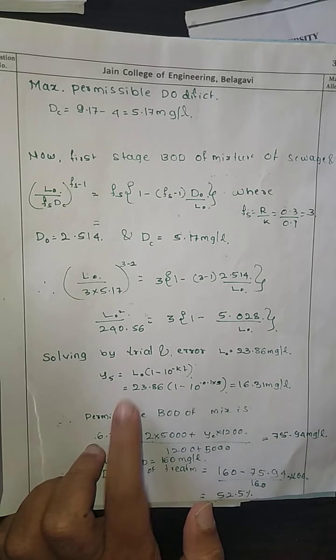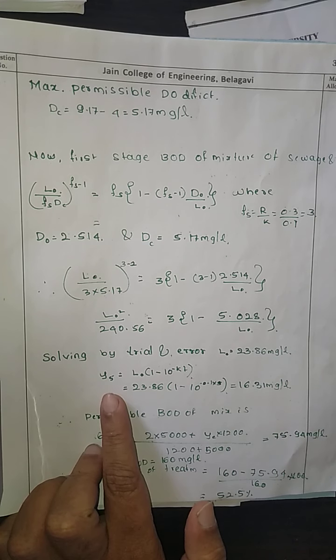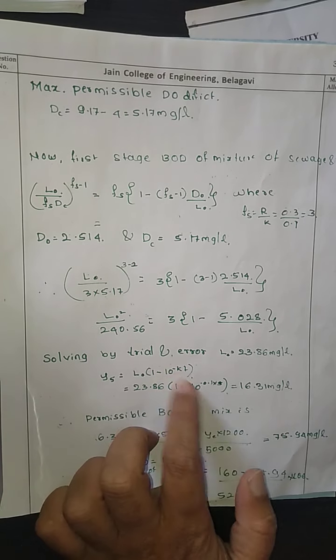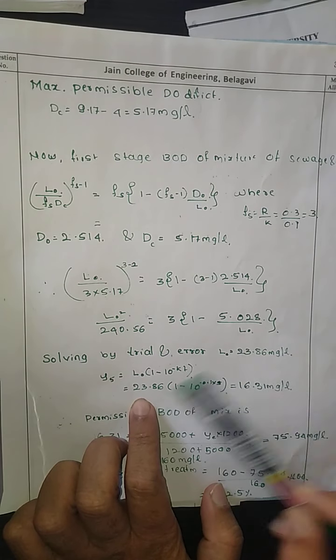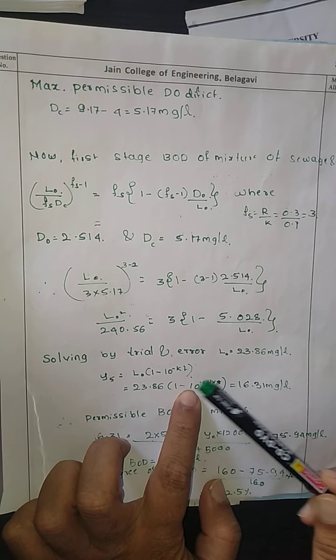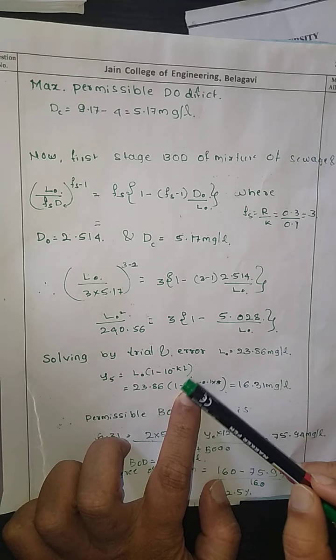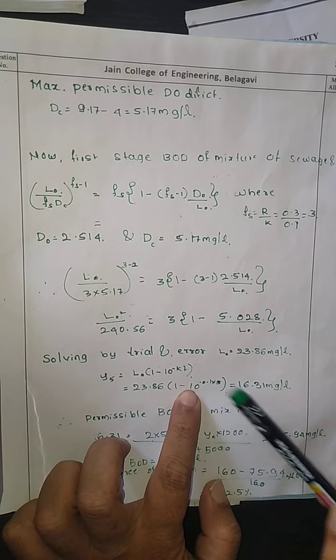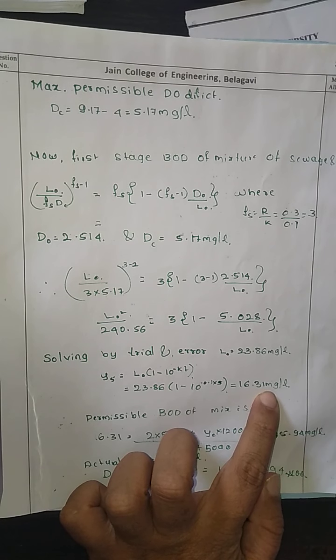Now we need to find Y5, the 5-day BOD. As I have told, we use the formula: the 5-day BOD of a mix is equal to L0 into (1 minus 10 to the power minus K t). L0 we found as 23.86, K value is 0.1, and time t is 5 days. Applying it here, we get 16.31 mg per liter.